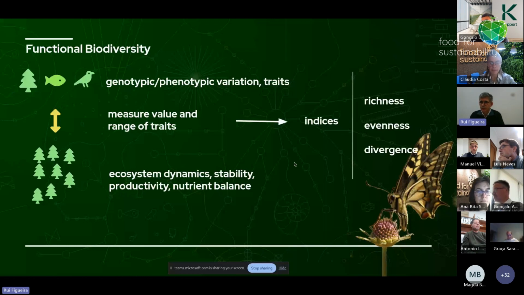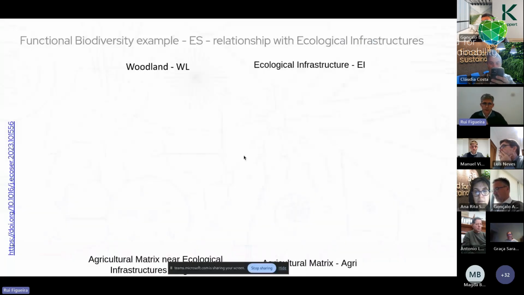And by measuring this, we will be able to create indicators, indices that we will use to measure this interaction between species and the environment. So how can we use these indices to help us understand these interactions and the benefits for the use of the environment?